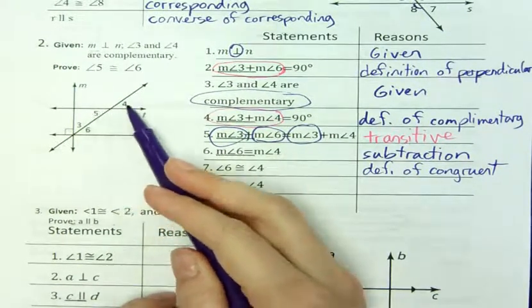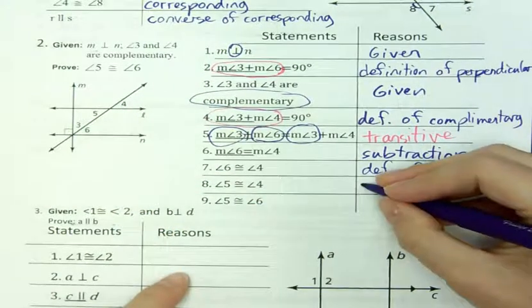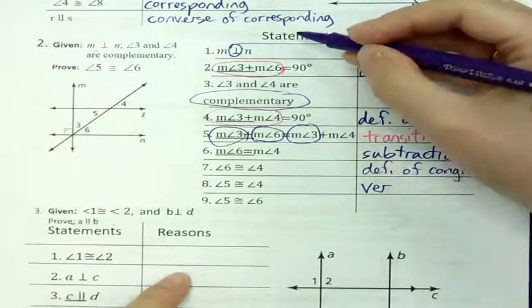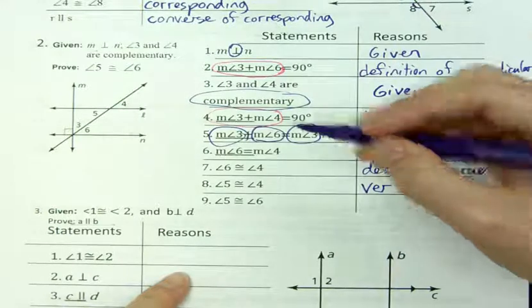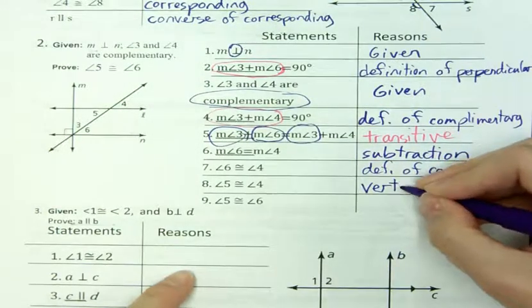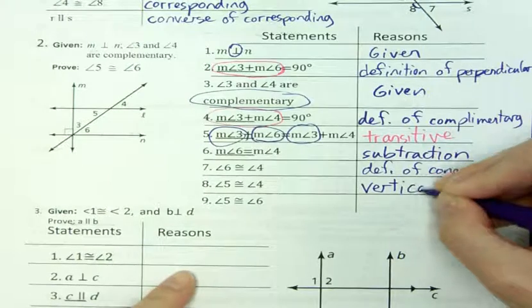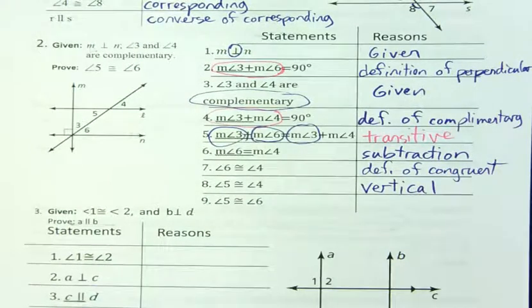How do we know that? They're vertical. So if you have something that shows up and it hasn't been in any statement yet, and it's not a given, then it's going to come from the picture. Vertical. And then what's 9?